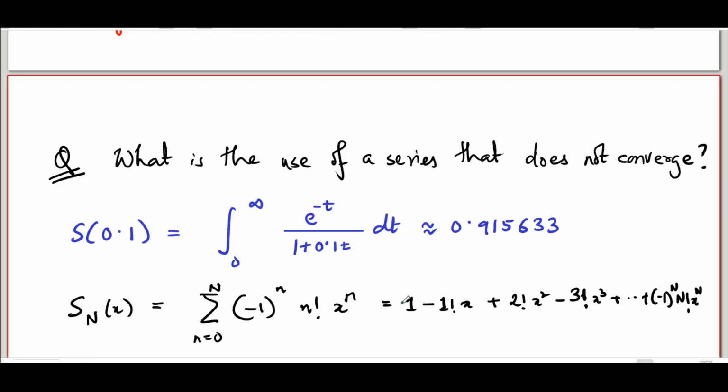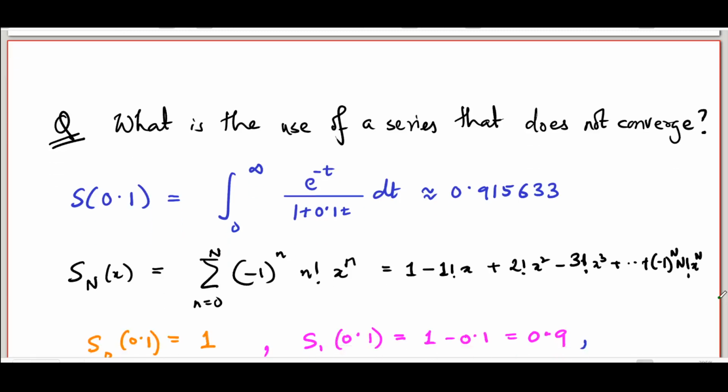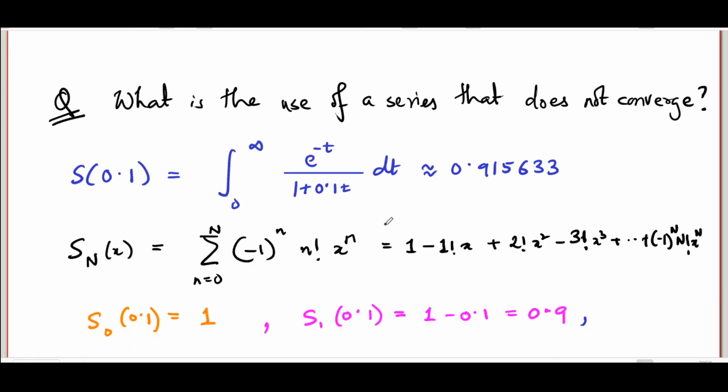This is your Stieltjes series sum to capital N terms. You are ending at minus 1 to the N, N factorial, x to the N. Okay, this is really N plus 1 terms, but frankly that's not really a matter to quibble about. What about S0 at 0.1? That's just the first term, 1 alone. And you might even argue that 1 is not too bad an approximation for 0.915633. But that is really pushing it too far. But what about S1? S1 is straightforward. It's 1 minus 1 factorial times 0.1. So 0.9. Not bad actually. With just 2 terms, you have got 1 decimal point accuracy.